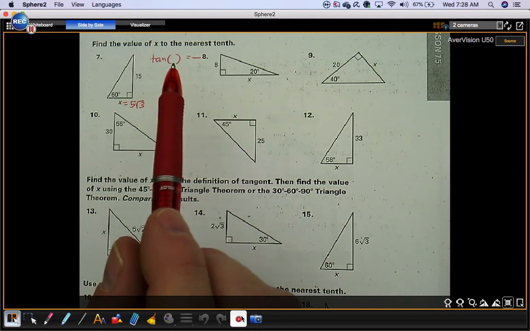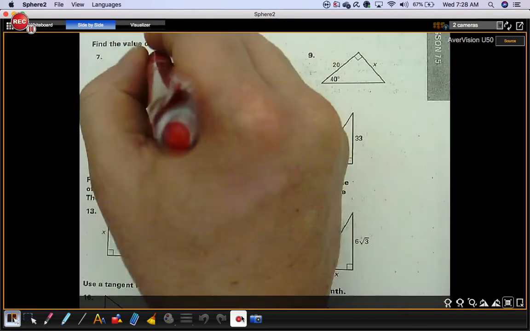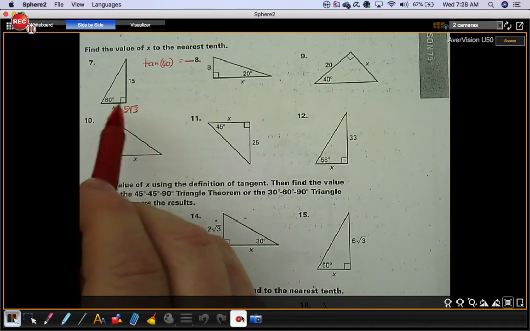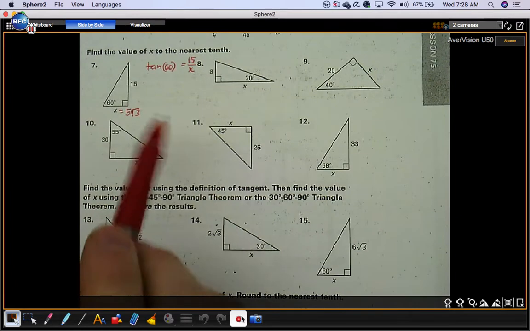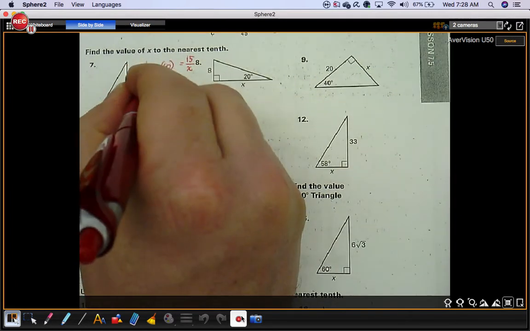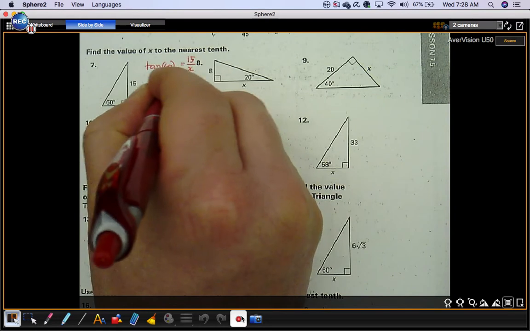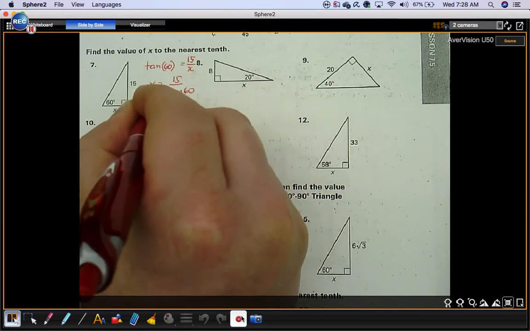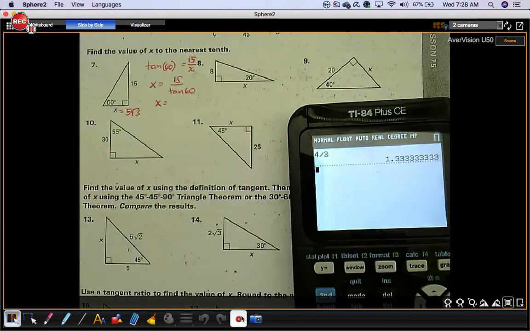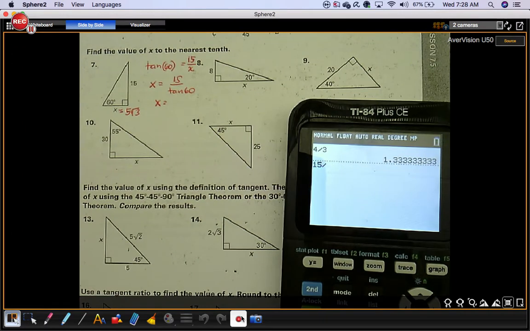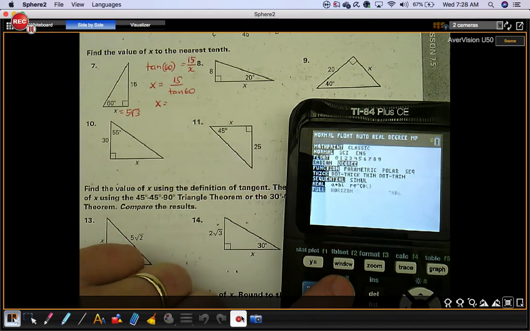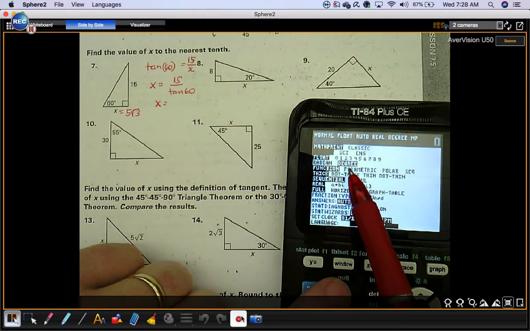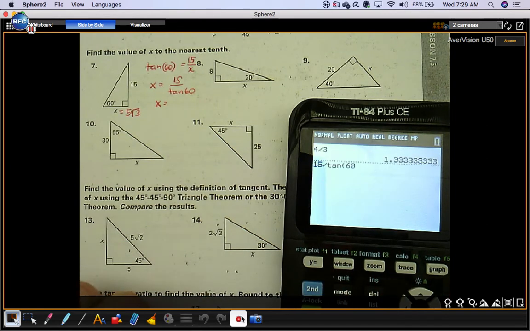Now I'm going to work it out with tangent just so you can see it's the same thing. Tangent of your acute angle equals the opposite over the adjacent. When your variable is on the bottom, you're going to divide. You're going to take 15 divided by tangent 60. Also, make sure you're in degree mode. See this mode button right here? If I hit this mode button, see how it says degree? That's really important too. Otherwise, you're going to get some different answers.